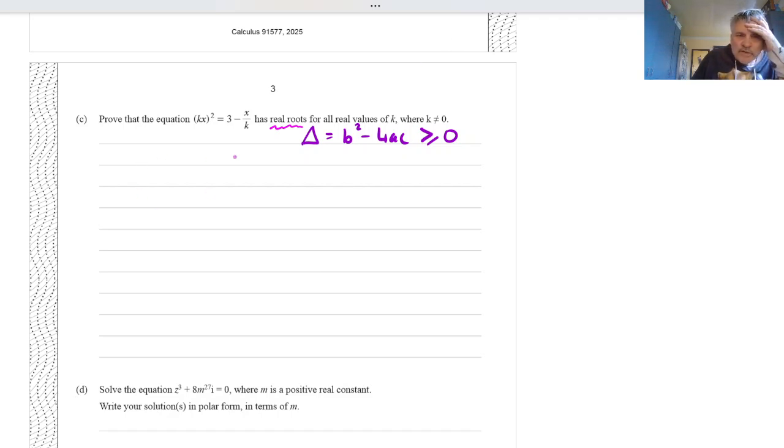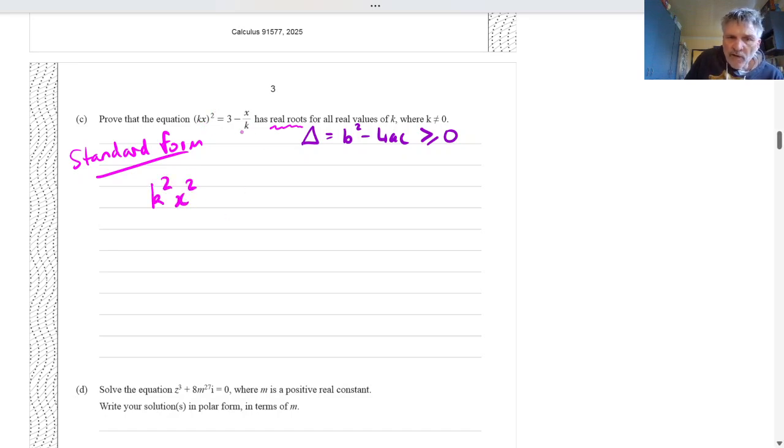So to identify a, b, and c, again, it's best to put this into standard form, which is put everything on one side. I'm going to multiply this out as I go. k x all squared is the same as k squared x squared. I've got minus x over k over here. I'm going to add it to put it on the other side. And I've got 3 here. I'm going to subtract that to get that on the other side equal to 0. Now we're in standard form.